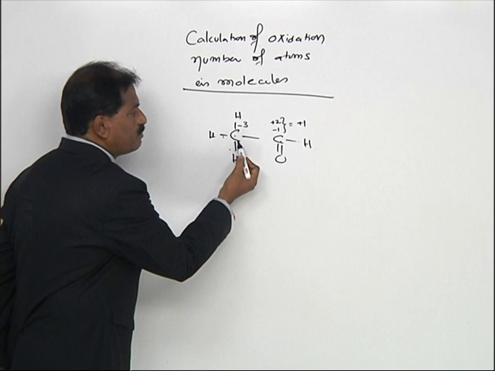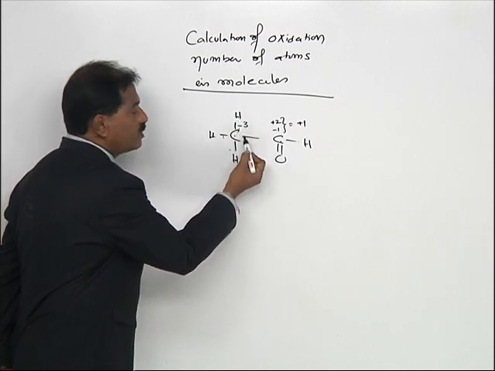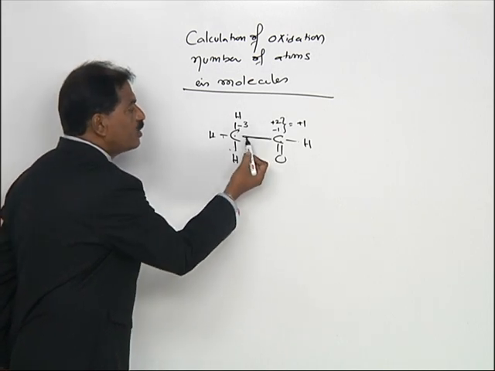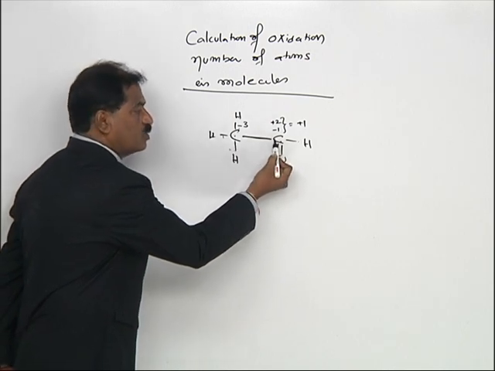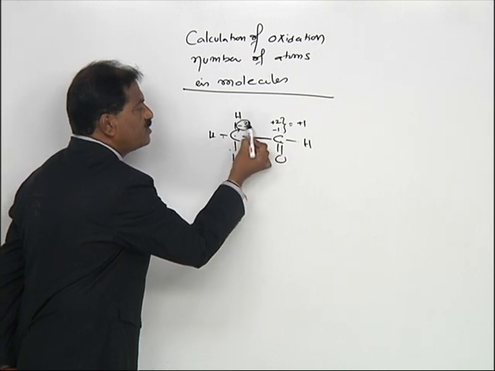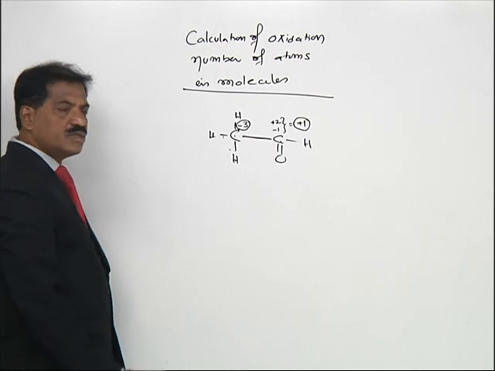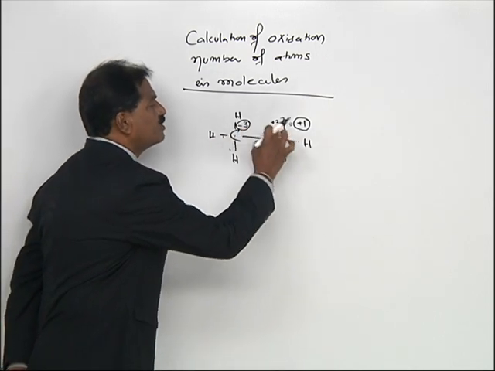Next, for this carbon, see, the oxidation state through these 3 bonds is -1. This bond is present between 2 identical atoms. Therefore, through this bond, this carbon atom neither loses nor gains electrons. This carbon also neither loses nor gains electrons. Therefore, for this carbon oxidation state is -3, for this carbon oxidation state is +1. So, if they ask the individual oxidation states, you can report the answer like this, -3 and +1.